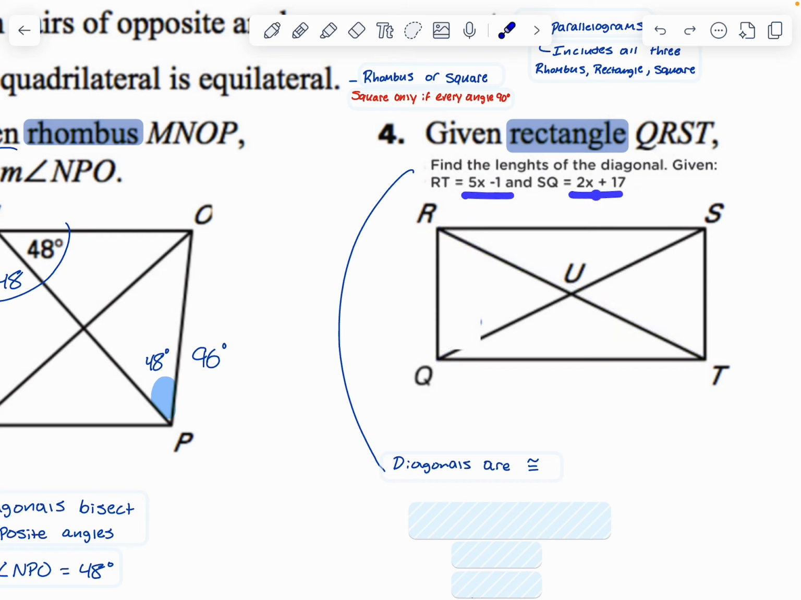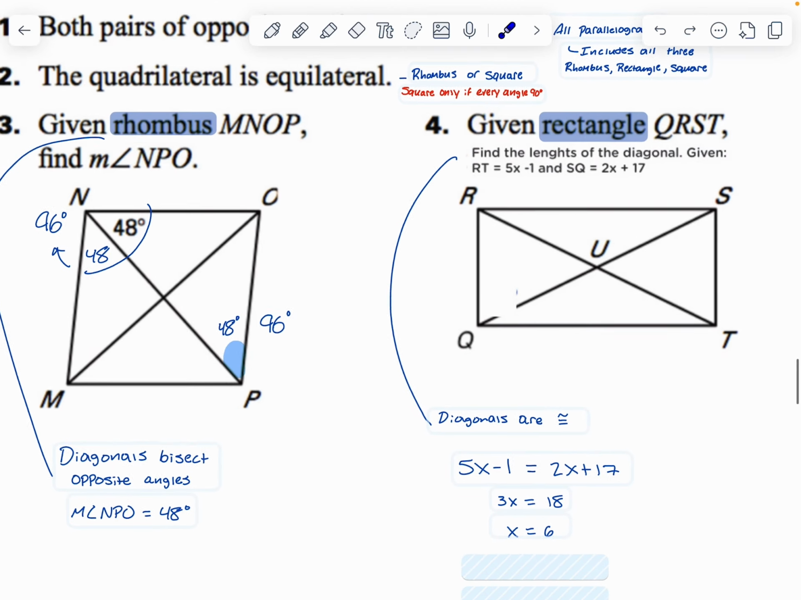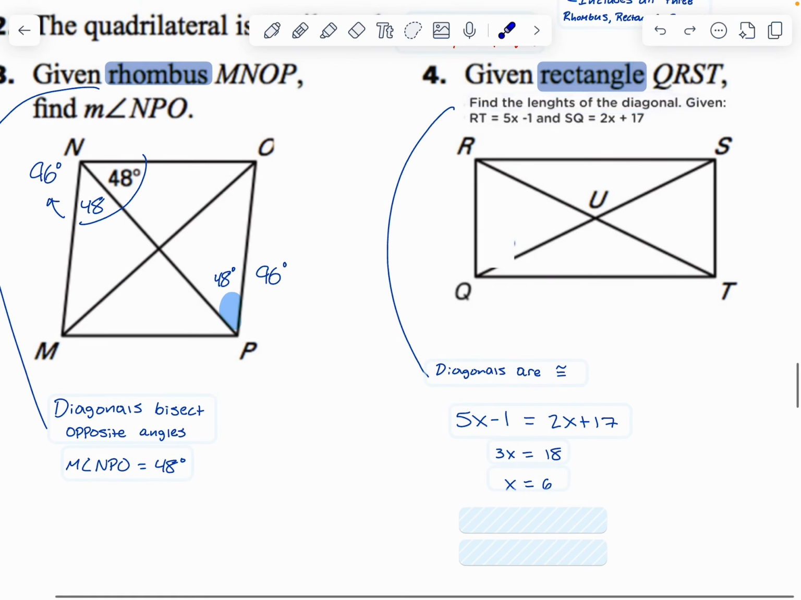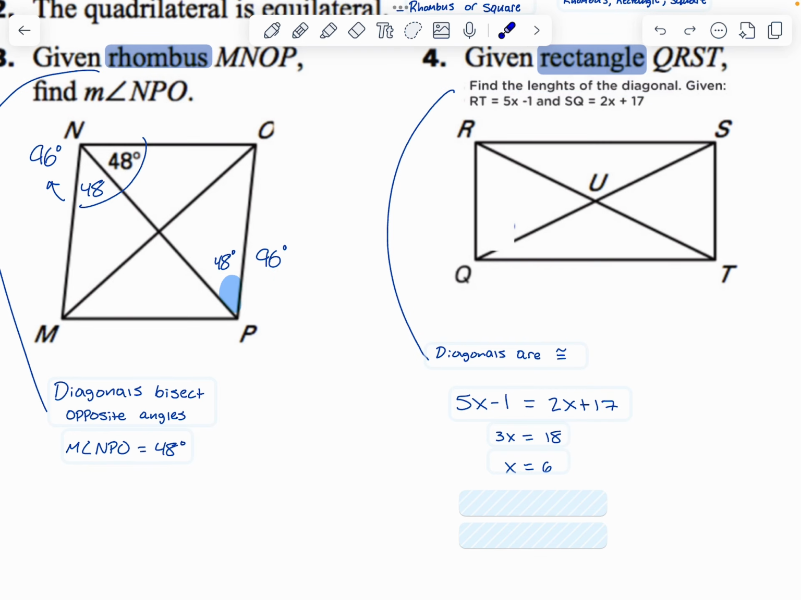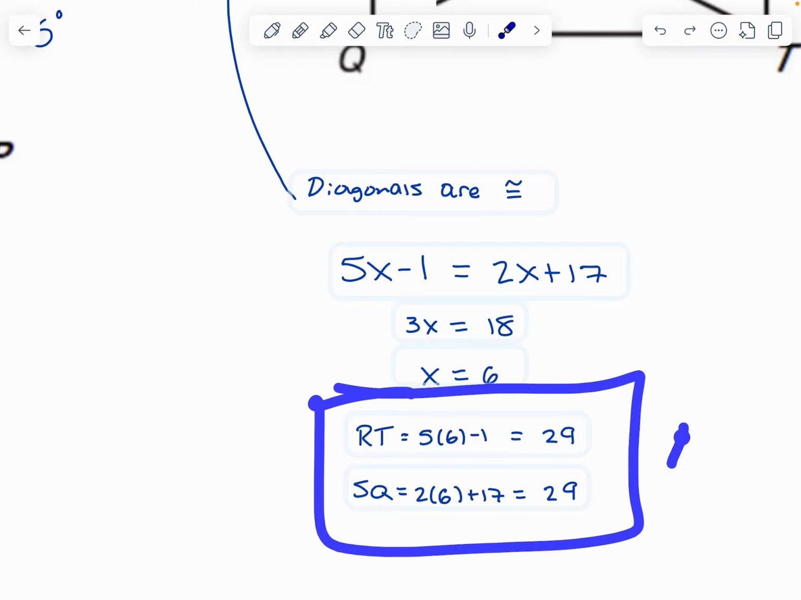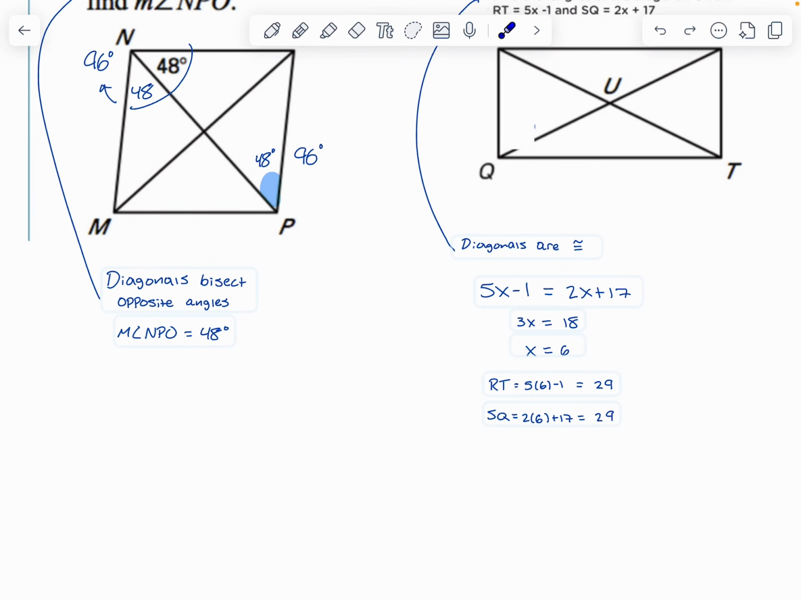What do we do with congruent things? You set them equal to each other. 5x minus 1 is equal to 2x plus 17. Should get x is equal to 6. But we're not done. We were asked to find the lengths of the diagonals. Do I need to substitute it into both? No, it's going to be the same. It doesn't matter. But you should get that RT is 29 and SQ is 29. If you want to find both of them, be my guest, right? And see that they're the same? Sure, that's fine. But you don't have to.